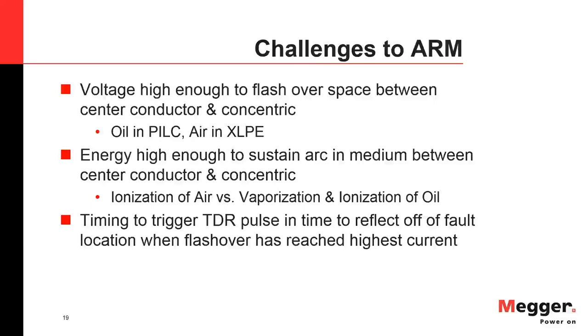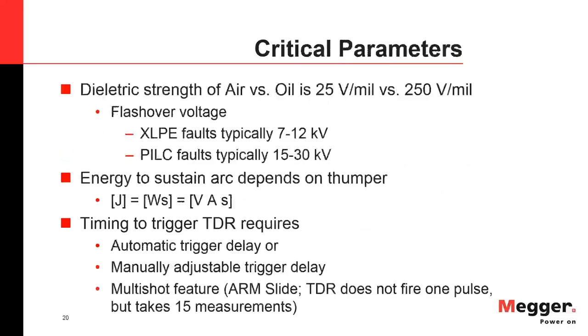And then you need a TDR that is able to be adjusted for these differences. So what works on XLPE cable typically has problems on PILC because of this ionization time and the vaporization time. So you need to be able to adjust the trigger. And that brings you to the problem that on XLPE cables, the faults are typically between 7 and 12 kV in breakdown voltage, typically not higher. While on PILC cables, even on 13/8 PILC cables or something like that, or even lower, you can have breakdown flashover voltages, ignition voltages of 15 to 30 kV.